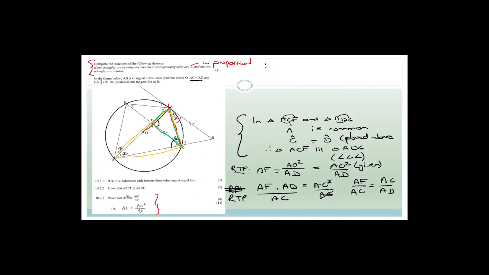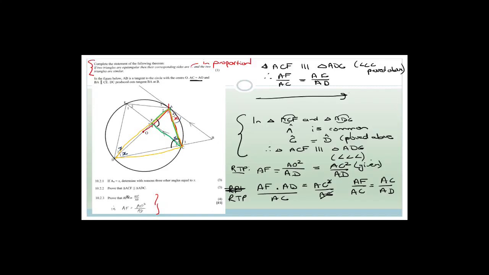Then you could say, triangle ACF is similar to triangle ADC, angle, angle, angle proved above. Okay. Therefore, AF over AC has to equal AC over AD because of the fact that they are similar triangles. And that's it. You're done. That's the end of this question.